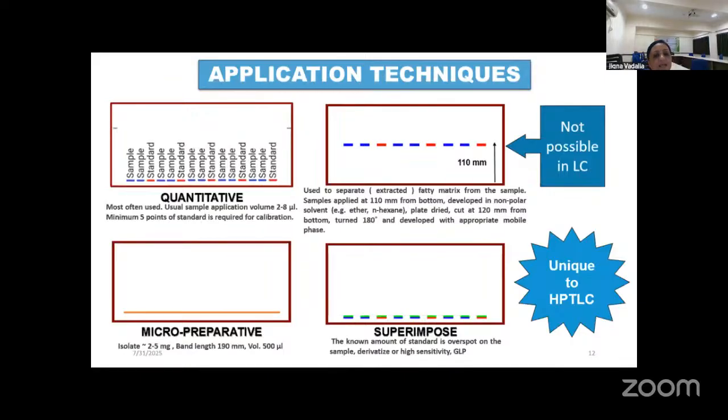We can overspot the sample if we have a limitation of the standard, so we cannot mix the standard. At that time we are doing the overspot. First do the spot of quercetin, then do the spot of rutin. It is called the overspot. This overspot technique is also useful for the accuracy or the recovery method.